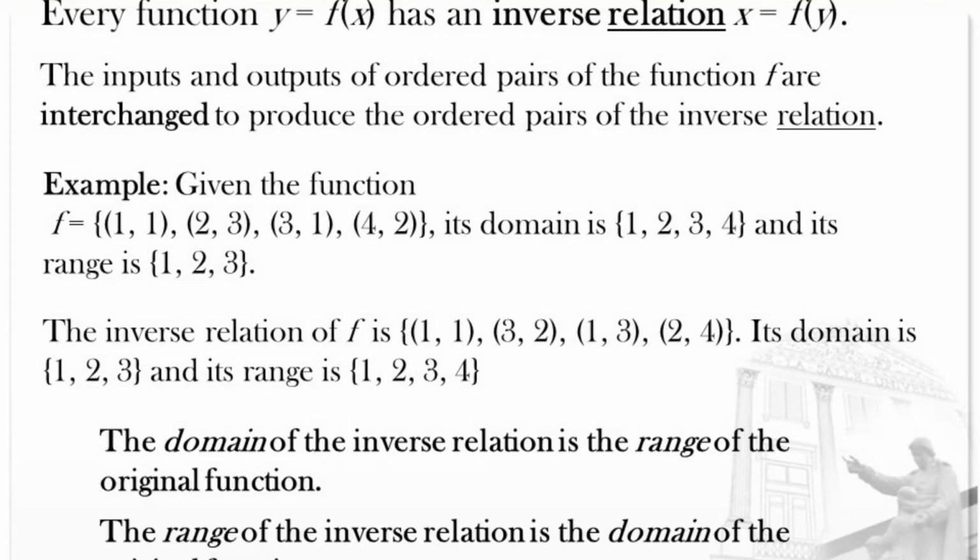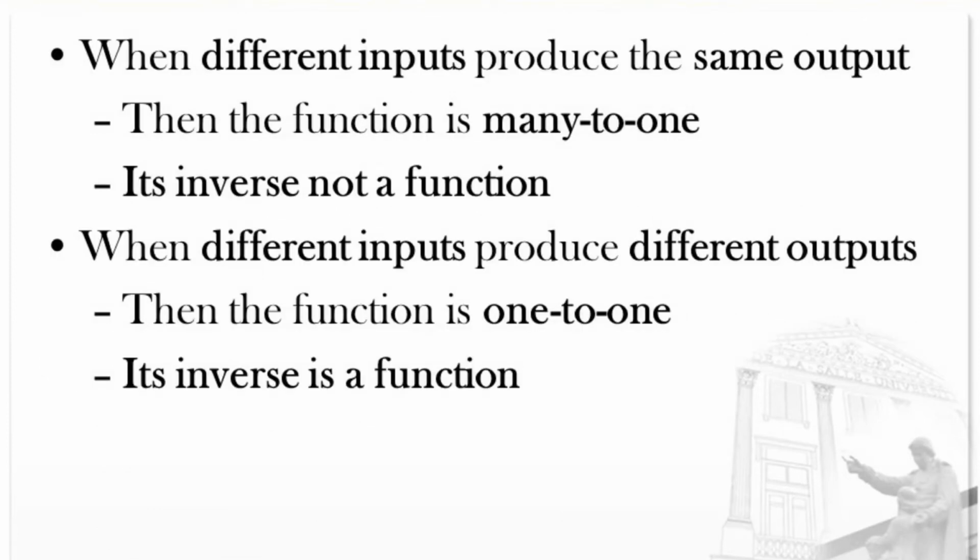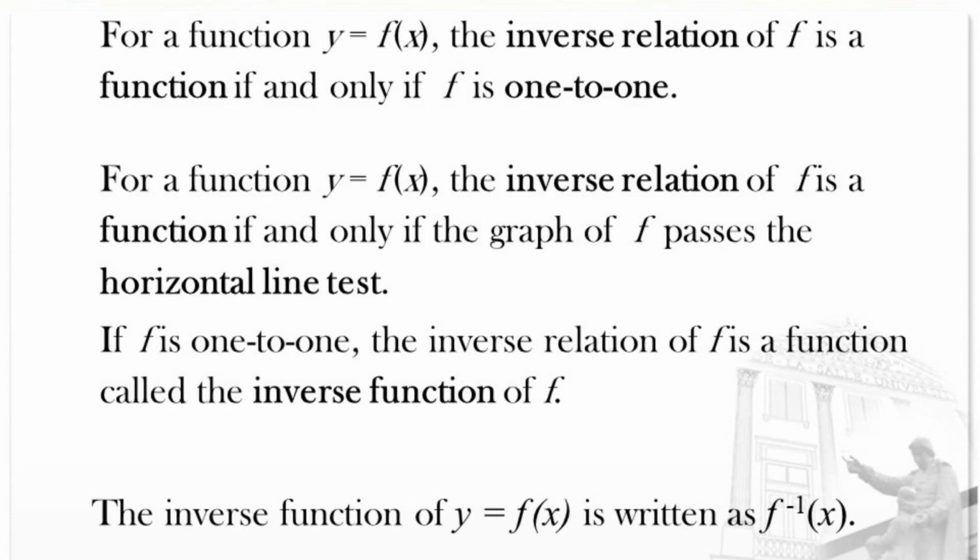When different inputs produce the same output, the function is many-to-one, and its inverse is not a function. When different inputs produce different outputs, the function is 1-to-1, and its inverse is a function. So for a function y = f(x), the inverse relation is a function if and only if the given function is 1-to-1, that is, if and only if the graph of the given function passes the horizontal line test. Okay?